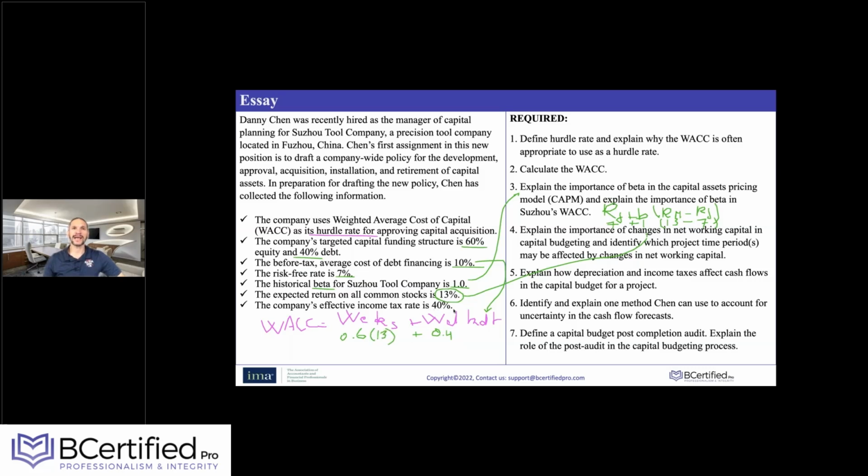And we have the tax rate, which is 40%. So I'm going to remove 40% of my 10% cost of debt. I'm going to have the remaining 6% as my cost of debt after tax. And thus, I have answered number 2 and number 3 with the given. So these are the answers, just for you to go over them quickly.